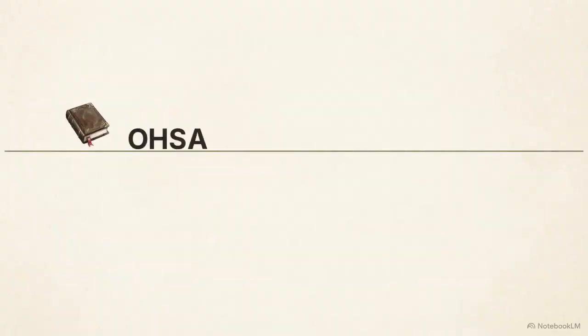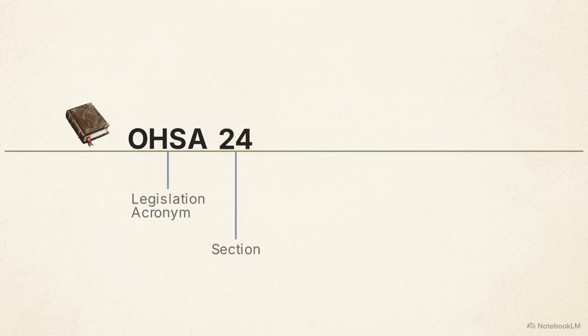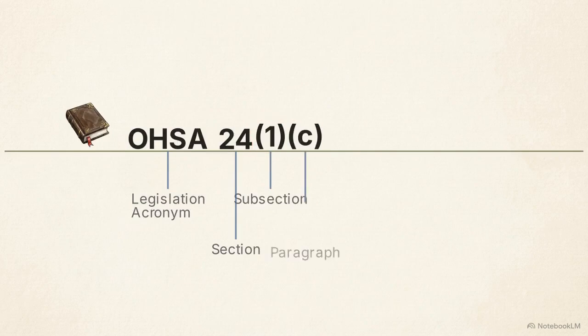First, identify the legislation with its acronym, like OSHSA. Next, add the specific section. Then, include a subsection number in brackets. Follow this with a paragraph letter in brackets, and finally, a subparagraph Roman numeral in its own brackets.